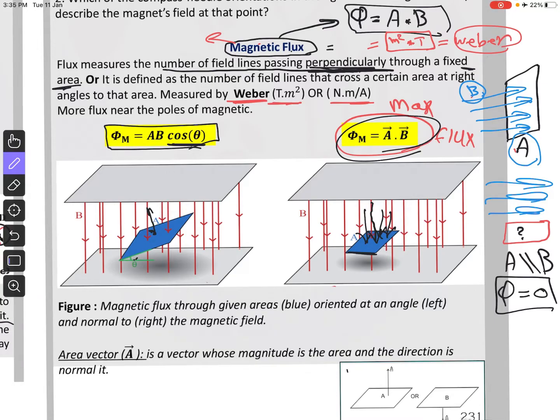And we said AB cosine theta, if the angle is 90 perpendicular, it's going to be equal to the maximum. Guys, in this case, the angle that we take, we don't care about the angle of the area. We care about something we call the area vector. It means the vector of that area. In another word, I can say the face of that area.